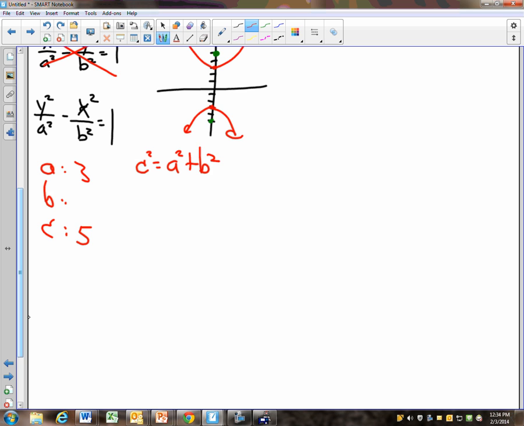So C squared is 25. A squared is 9. We don't know B squared, so we subtract. 16 is B squared. So B is 4. Is that enough? Question.